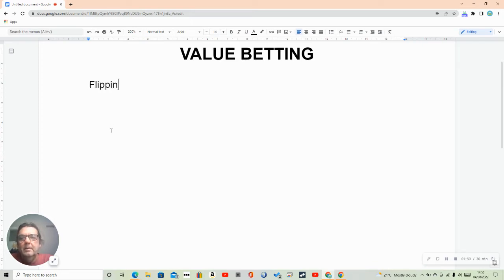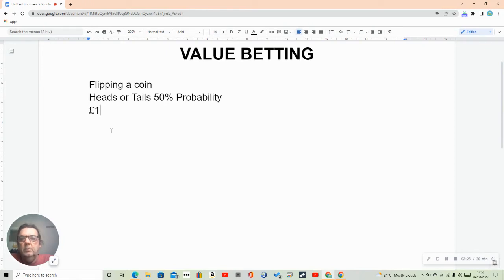So, flipping a coin. Everybody knows that a coin can either land on heads or tails, and the probability of that is 50%. You've got a 50% chance of being a head or a 50% chance of being a tail. So that's your probability, which comes into value betting as well. I'm not sure if it's always explained, but it's not really the concept of value betting itself.